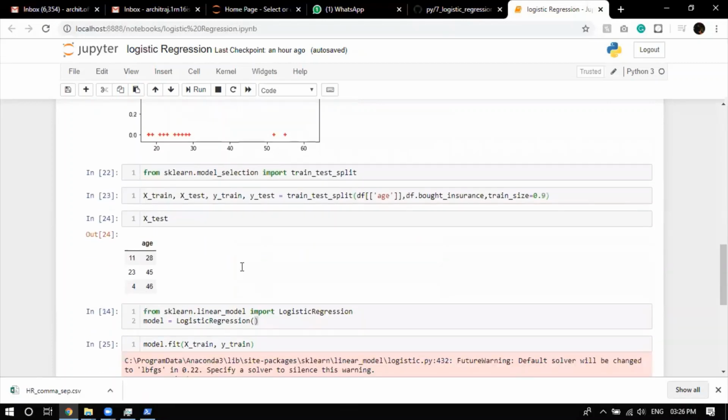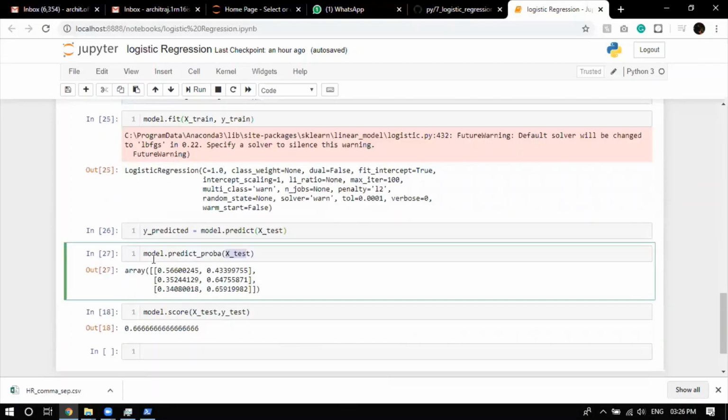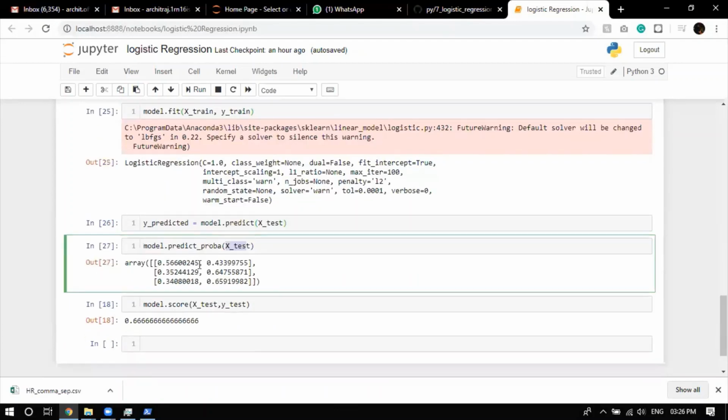So you can see here, what is the X test for? 28. So there's a high probability of it being a 0. There's a 56% probability of it being 0 and 43% probability of it being 1. Now, using this, we can predict that if the guy is 28 years old, he'll not take the insurance.